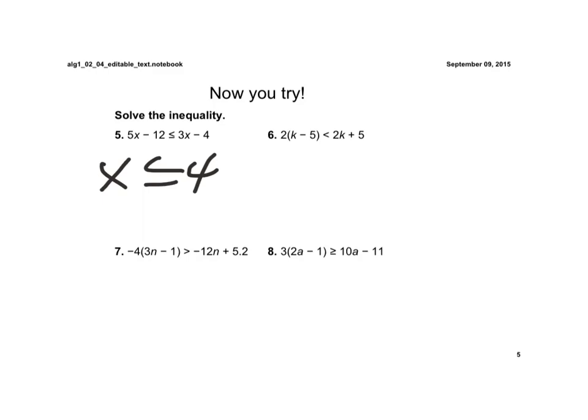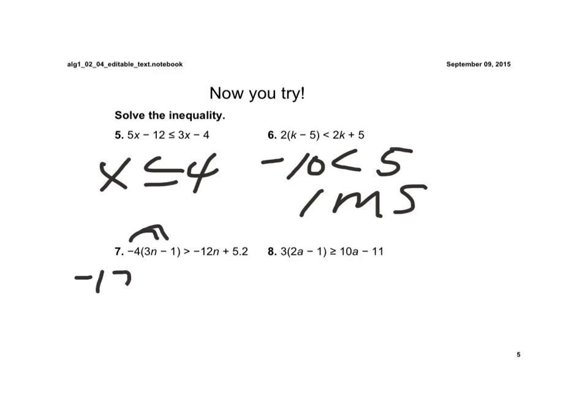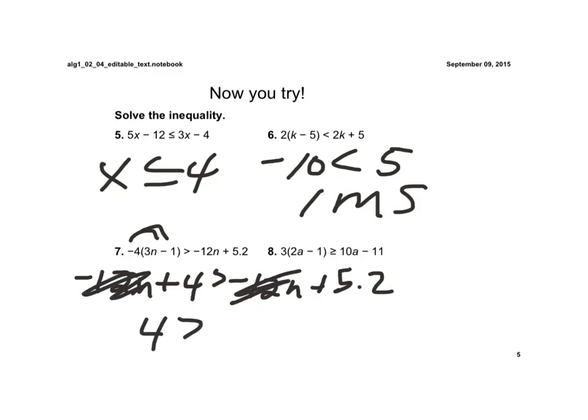On number 6, if you distribute through, your variables are going to eliminate, and you're going to end up with a true statement. Your true statement is negative 10 is less than 5, which is true, so your answer is infinitely many solutions. Number 7, if we distribute through, we have negative 12n plus 4 is greater than negative 12n plus 5.2. And again, the variable terms are going to eliminate. I'm left with a false statement, because 4 is not greater than 5.2. So that's a false statement, so this one is no solution.